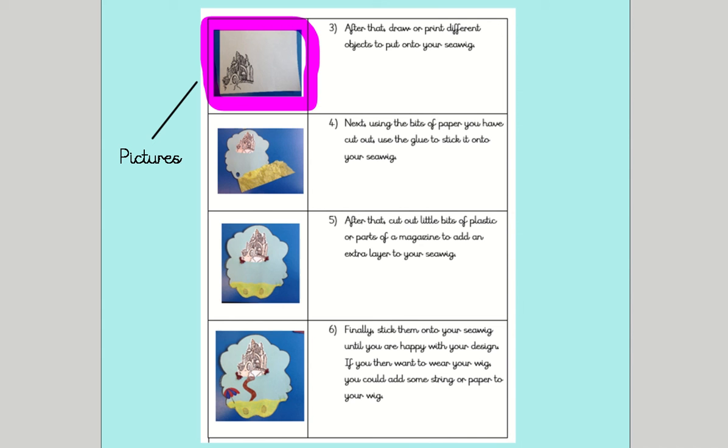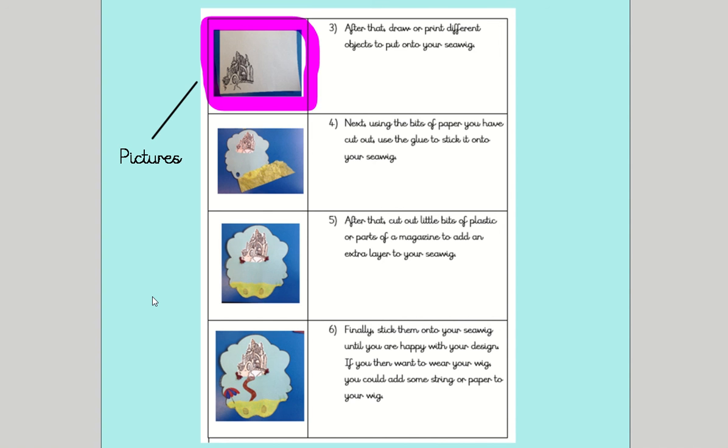So my third point is, "After that, draw or print different objects to put onto your sea wig." 4. "Next, using the bits of paper you have cut out, use the glue to stick it onto your sea wig." 5. "After that, cut out little bits of plastic or parts of a magazine to add an extra layer to your sea wig." So what you might have noticed in mine is there's some tissue paper here that I've started to use to build around Atlantis that's been drawn.